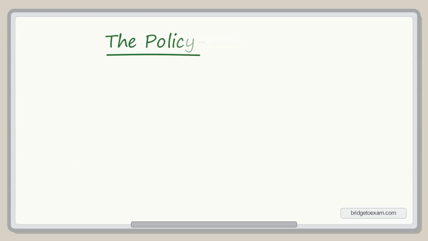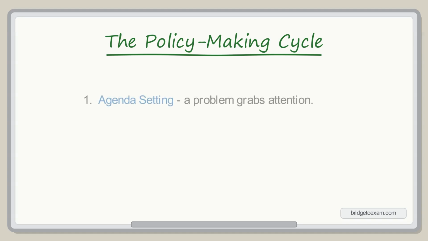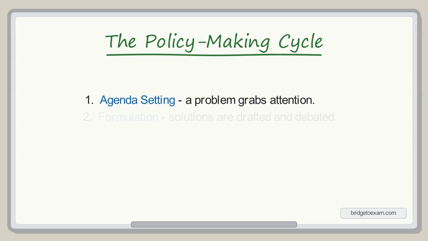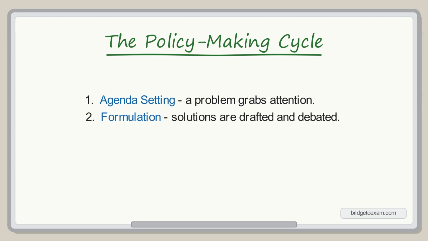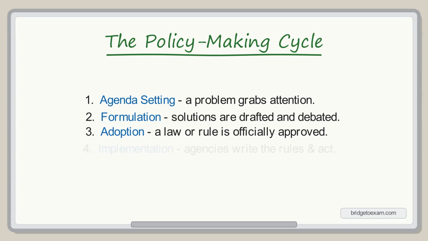Policy doesn't appear overnight. It moves through a 5-stage cycle. First, agenda setting. A problem grabs enough attention, through the media or a crisis, that government decides to act. Then, formulation, where solutions are drafted and debated. Third, adoption. A bill becomes law, or a rule is approved. Fourth, implementation. This is key.